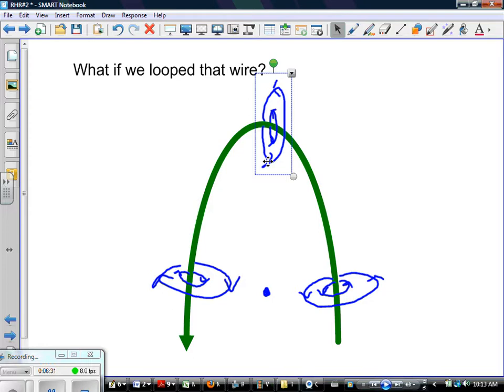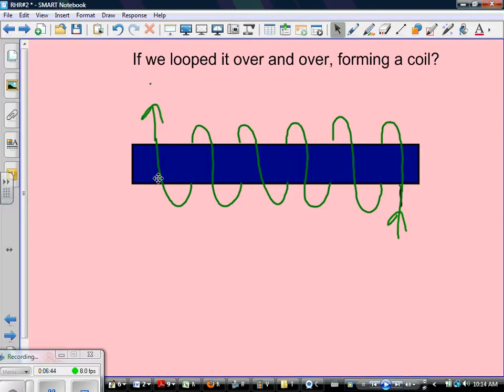Maybe not twice as strong, but stronger, right? You have more magnetic field acting in the same direction, pushing in the same direction, so you get a stronger field. So if we looped it over and over again, and they're all acting in the same direction, it's going to... don't copy this one down just yet, because we're going to come back to it.